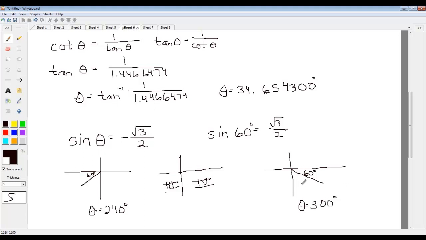Or at least if it's between 0 and 360, that would be your values. It could be other things too, like you could add or subtract 360 and get other thetas, but as far as if theta is somewhere in the interval greater than or equal to 0, less than 360, then it has to be either in quadrant 3 or 4. It could be 240 or 360 minus this 60, which would be 300 degrees.